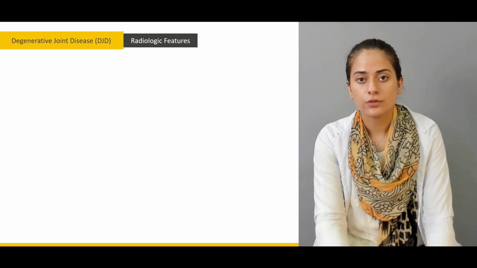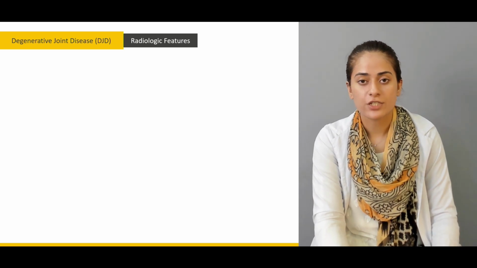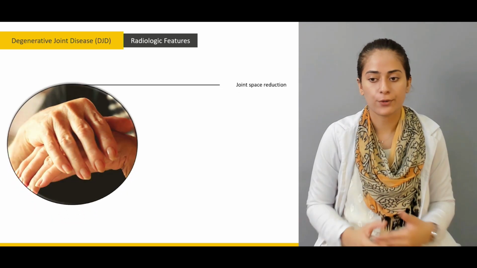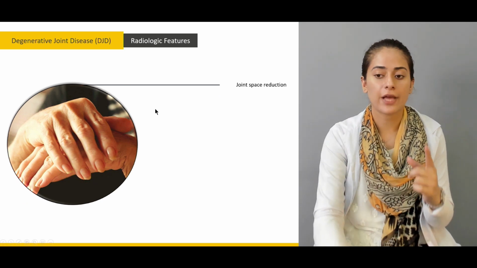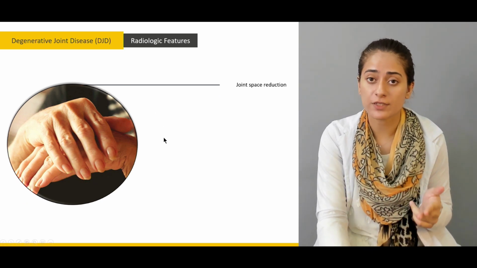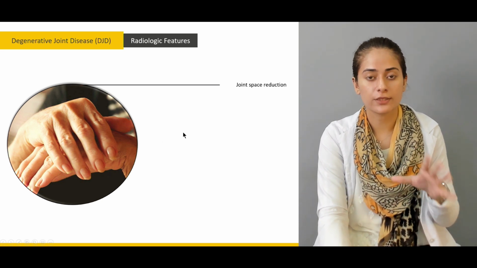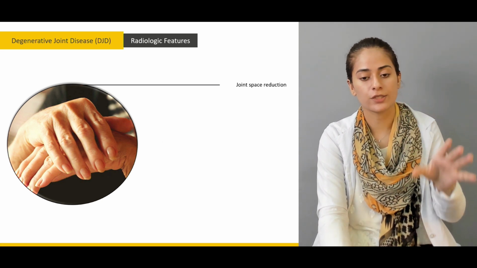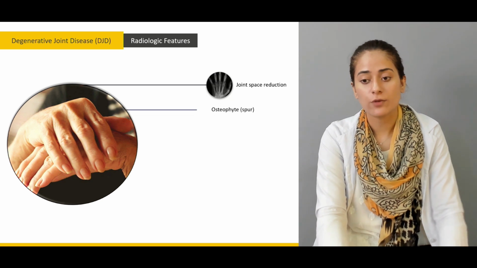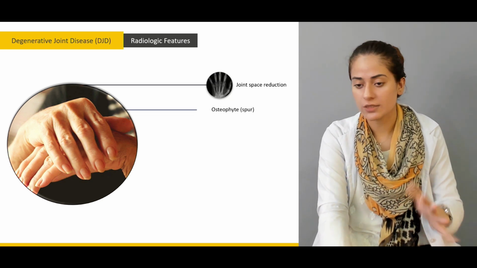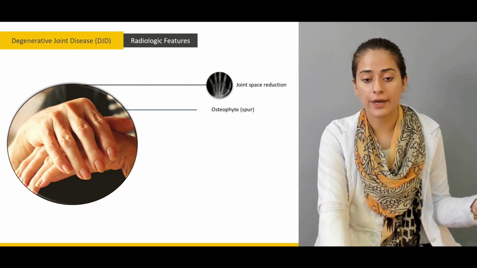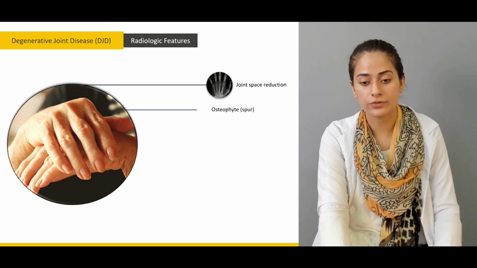So now we're going to talk more about degenerative joint disease. Like I said, what will happen first? There will be joint space reduction, narrowing of the joint and narrowness in the joint surfaces. Then we will have osteophyte formation. We discussed this as well. We also saw how osteophytes appear on radiographs.